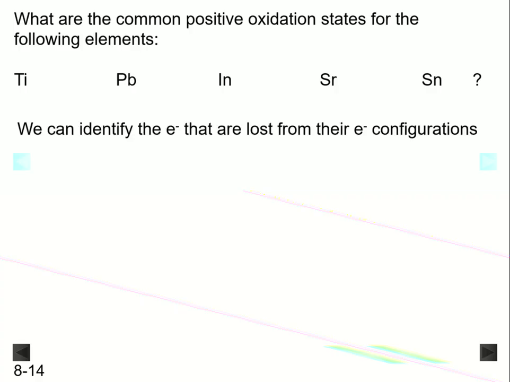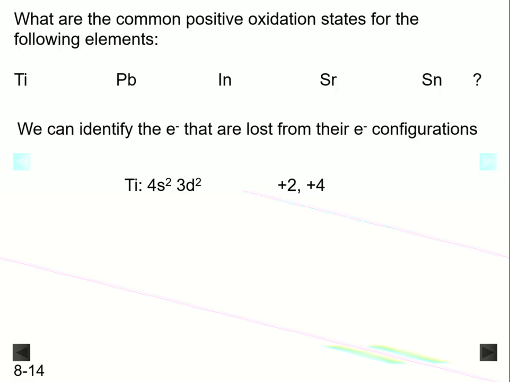We can identify the electrons that are lost from their electron configurations. So if you are able to write an electron configuration for each of these elements, then you will be able to write down the common oxidation states for these elements because you'll know which electrons are lost. We had that in an earlier slide.